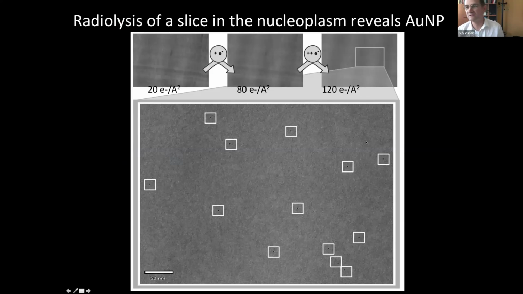We confirmed that this is not any artifact or any noise due to gold particles or to other things. So when we did radiolysis of the slice in the nucleoplasm, if you remove the water and radiolyze the organic part, only the gold particles remain, and you can really see them within the slice.